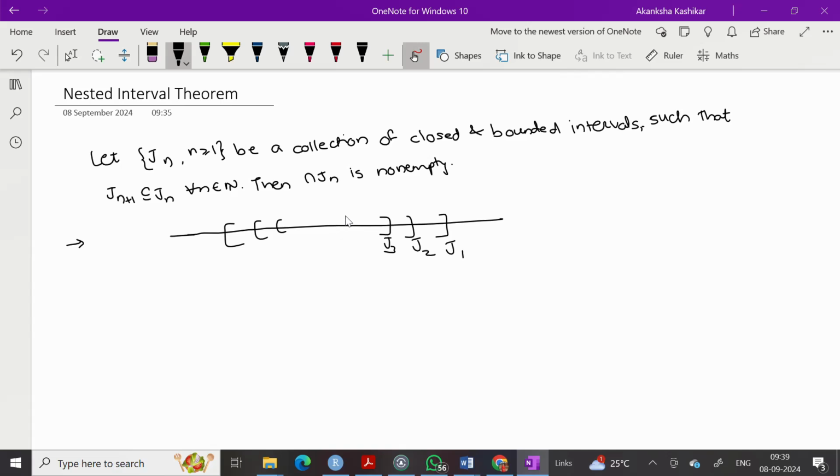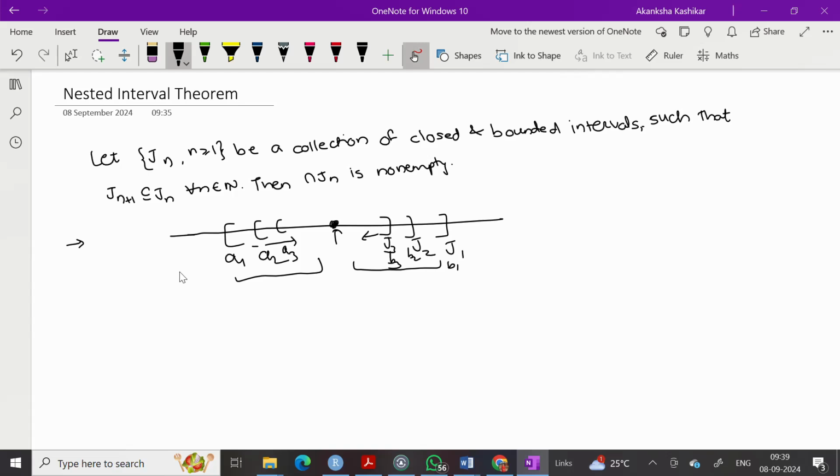So suppose J1 is A1 to B1, J2 is A2 to B2, J3 is A3 to B3 and so on. So I have Ai going in this direction, and Bi going in this direction. If I want to find the common region, it's going to be somewhere here. Looking at this picture, what can I say about the common region? The points in this common region have to be larger than all Ais and smaller than all Bis. Correct? So that is going to be the strategy of our proof.